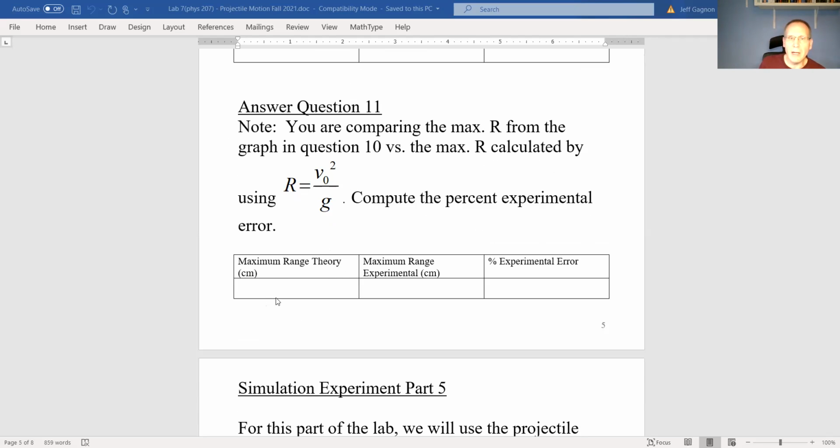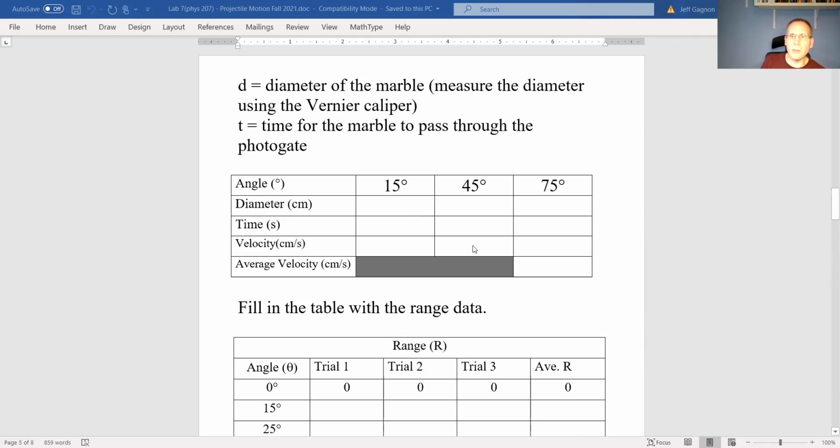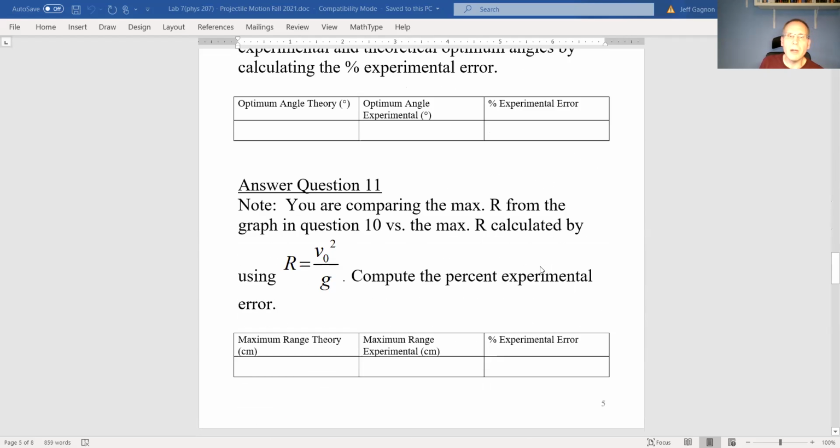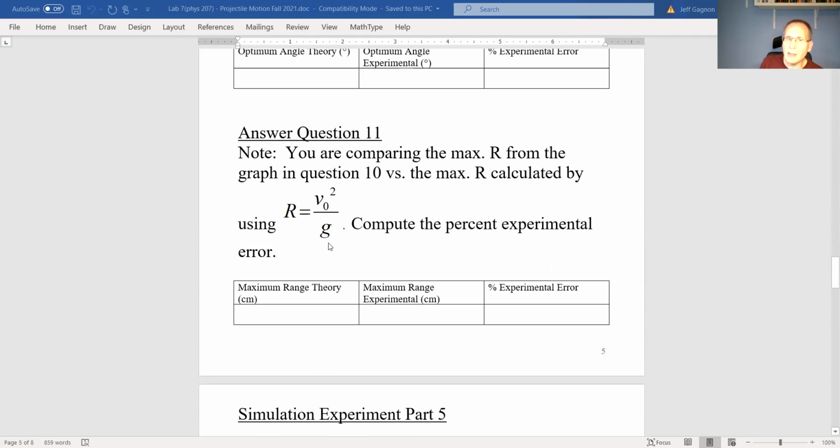So to compute this max range theory, it's simply going to be your launch velocity squared divided by G. Now, what do you use for your launch velocity? That's going to be your average value. Remember, we found the average speed that the ball came out of the gun at. So you want to take that value, square it, and then divide by G. But we're in CGS units, so you have to make sure G is 980 centimeters per second squared. So take your average velocity squared, divide by 980. That's going to be your max range theory.